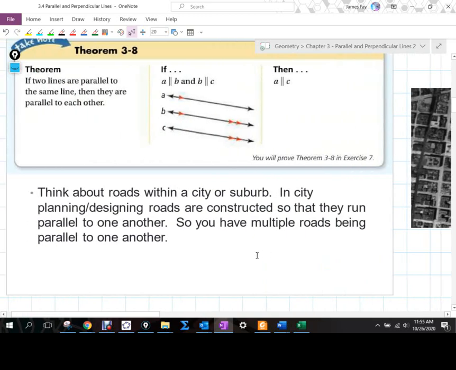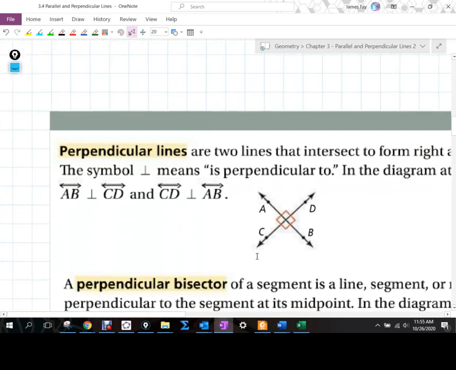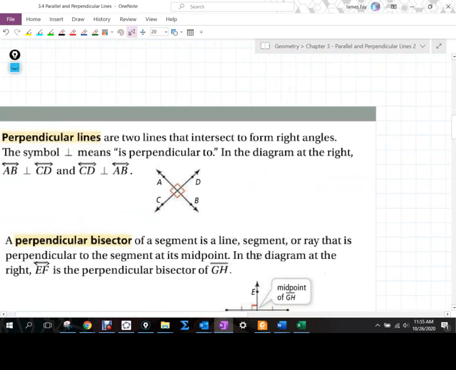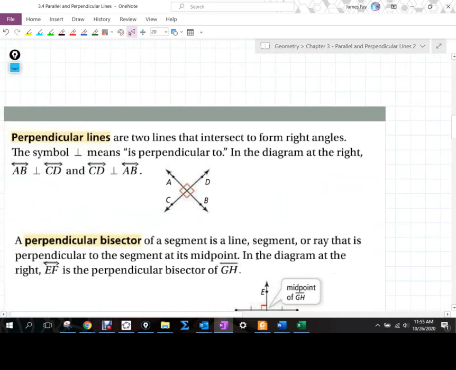All right, so perpendicular. Perpendicular lines are two lines that intersect to form right angles. The symbol that we use, instead of having to write perpendicular out, is that upside down capital T, and we just read that as perpendicular too. So in that diagram right there, we've got line AB perpendicular to line CD.